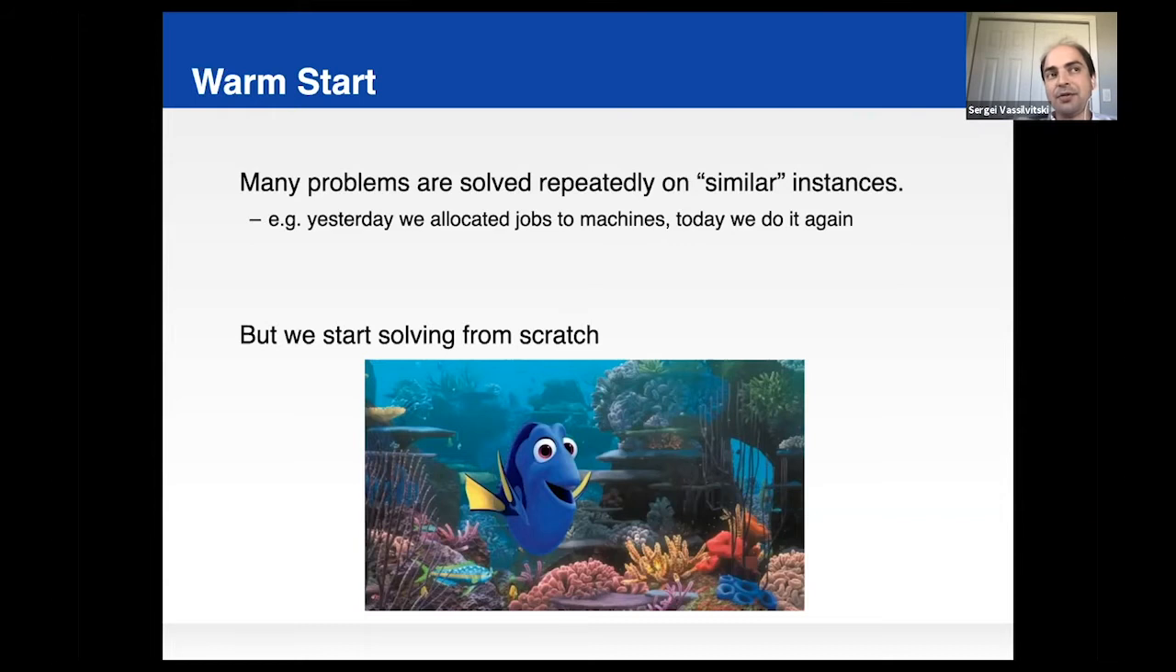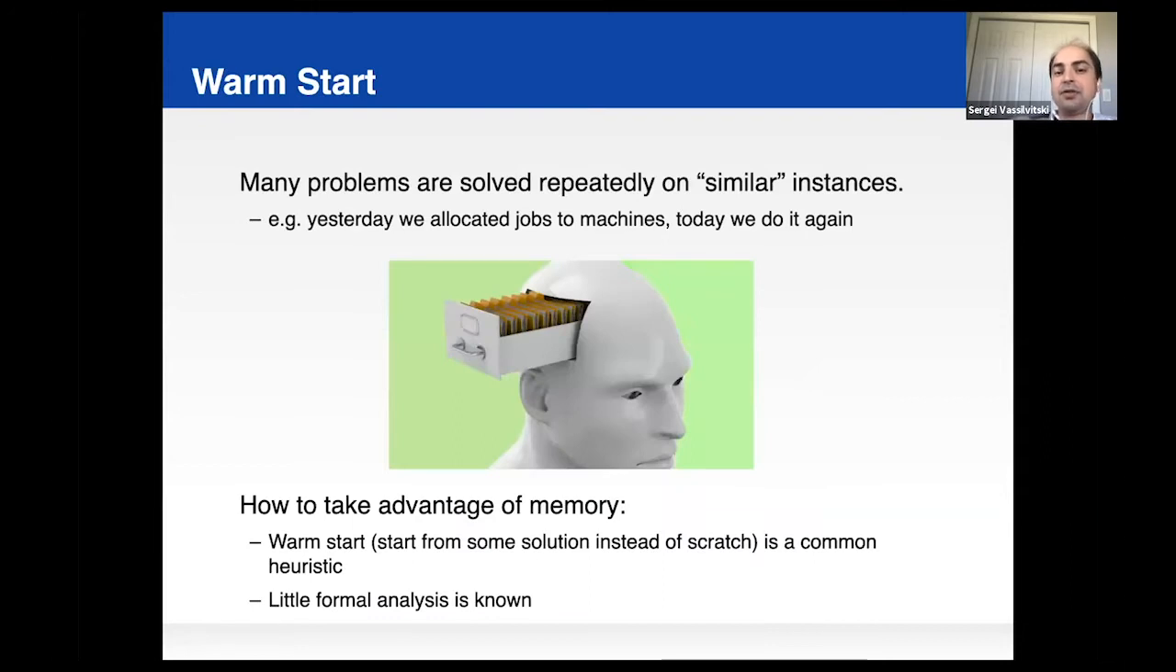And yet, even though these things happen almost every day, more or less, we're like Dory. We have no memory. And we say, oh, look, a job showed up. I don't know where I should put it. Let's try to allocate it to this machine. Oh, look, another big job showed up. I don't know where I should put it. Maybe I should randomize. Maybe I should do something else. And so at least the algorithm principles that we teach say that we should start solving from scratch every single time, right? And so the question is, how do we use the memory that we have, right?